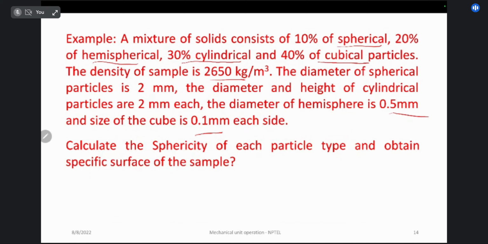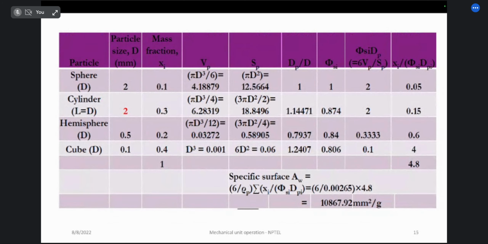Now calculate the sphericity of each particle type and obtain the specific surface of the sample. This kind of problem the professor has also discussed, so please go through all the problems for a better understanding of the concepts. In assignments, maybe the problems are not there, but you need to understand how these problems can be taken care of. Now we have 4 different shapes: sphere, cylinder, hemisphere, cube, and all the particle sizes are given.